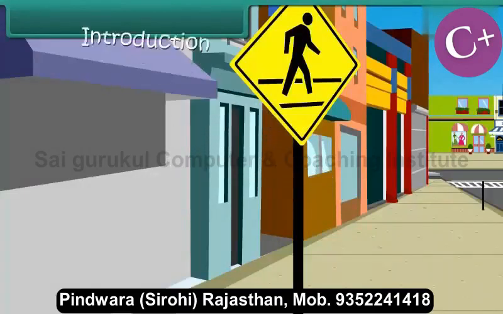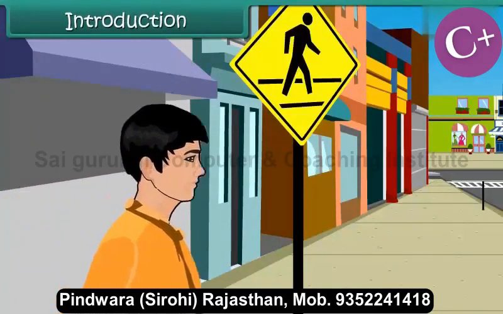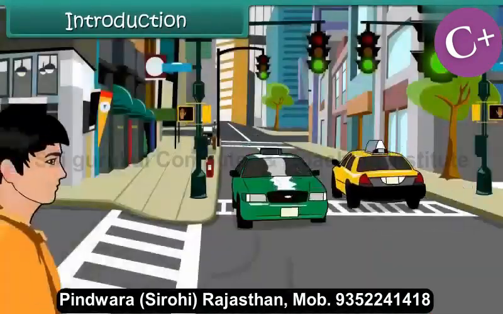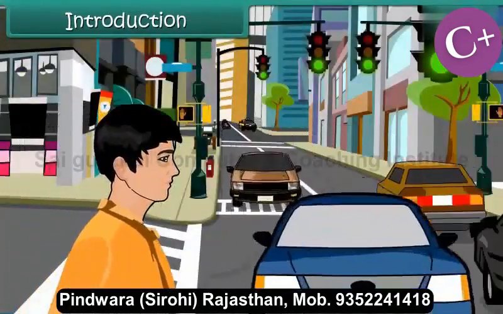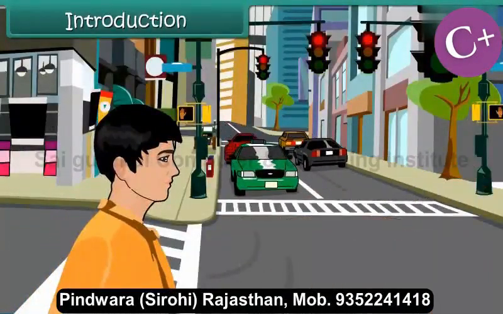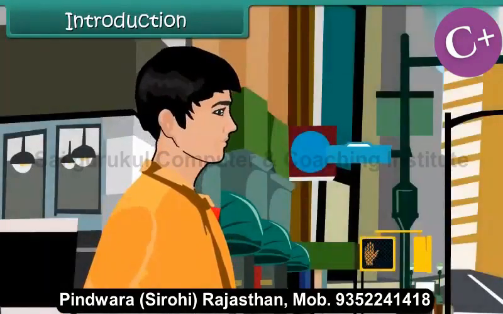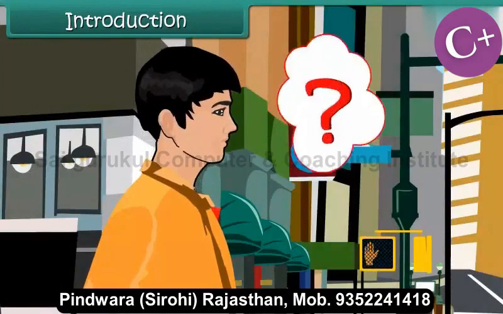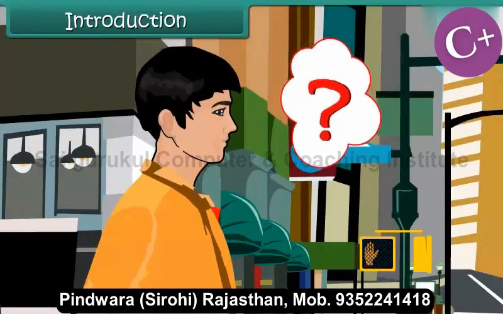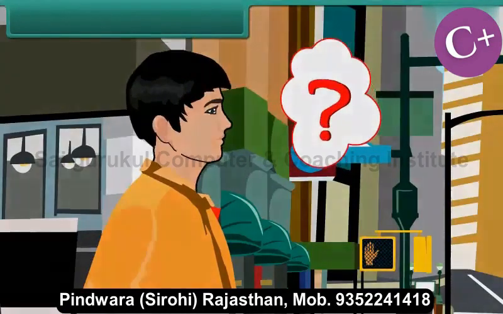Introduction. You are walking on a road. The vehicles on the road are passing by. They release smoke while passing. You suddenly feel it is difficult to breathe. Why is it so? Let's know the reason behind this.